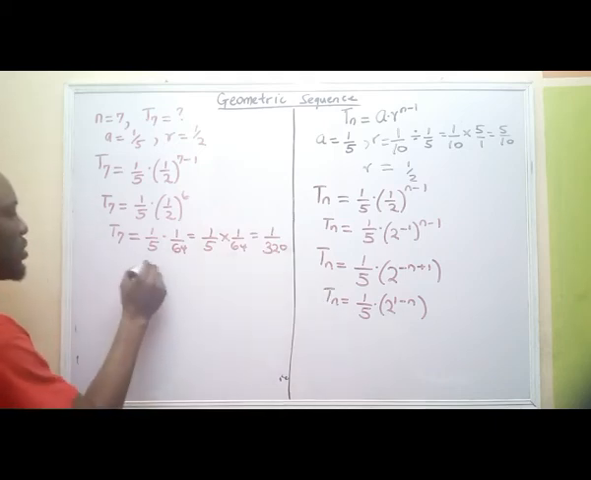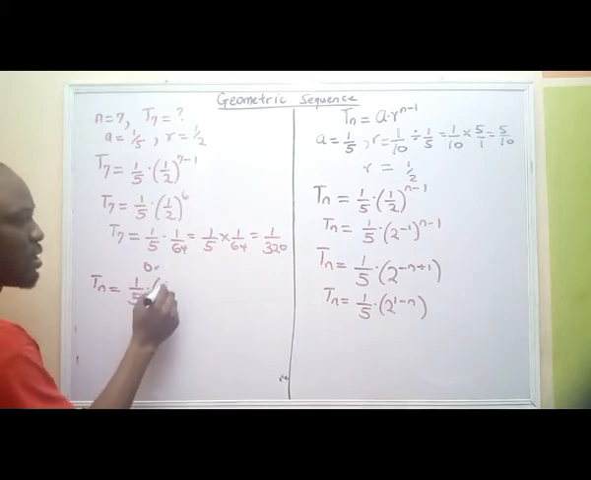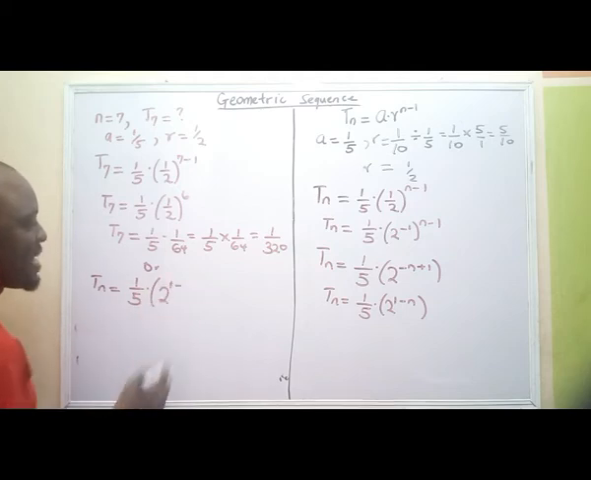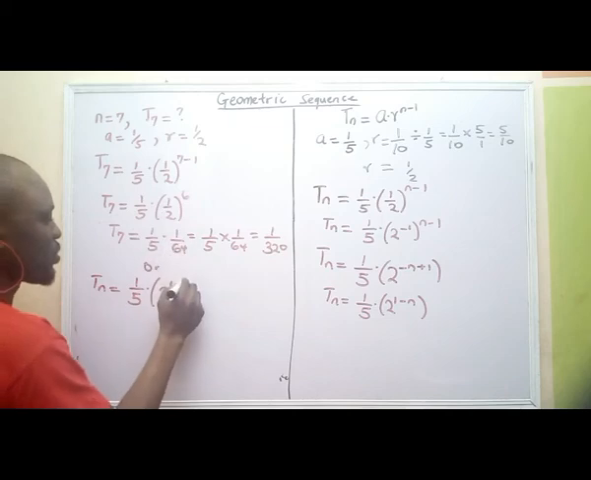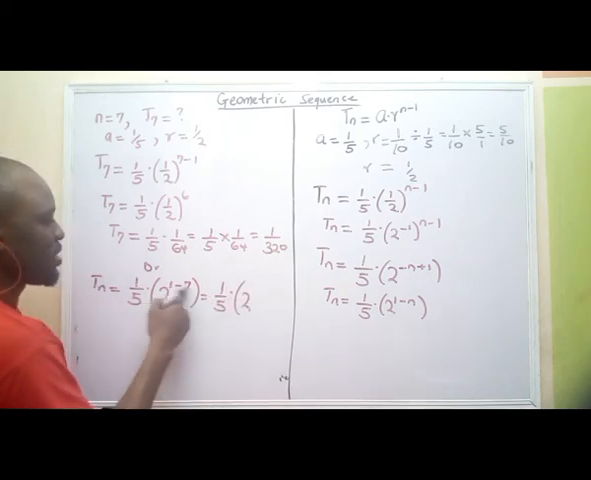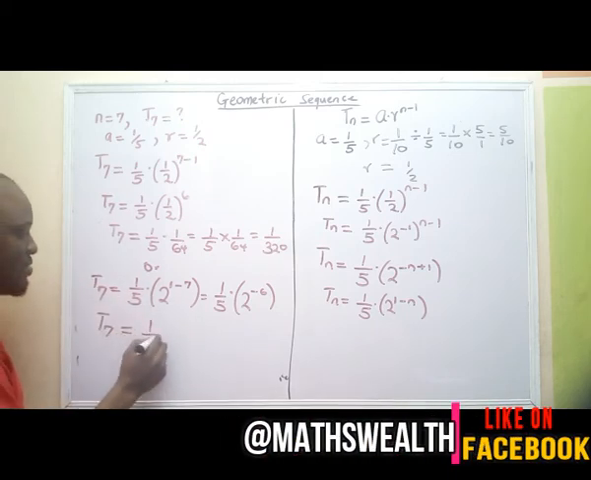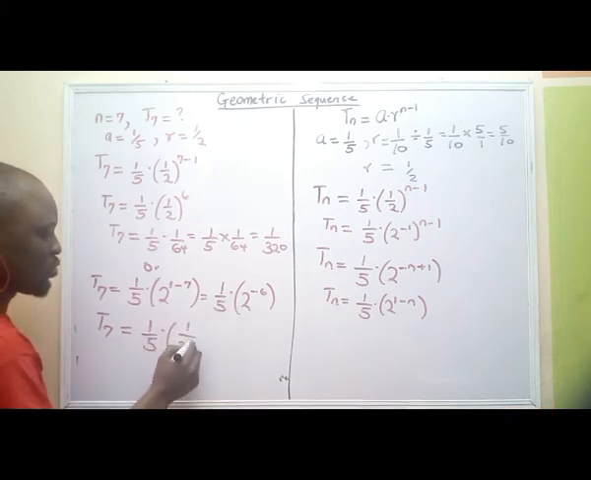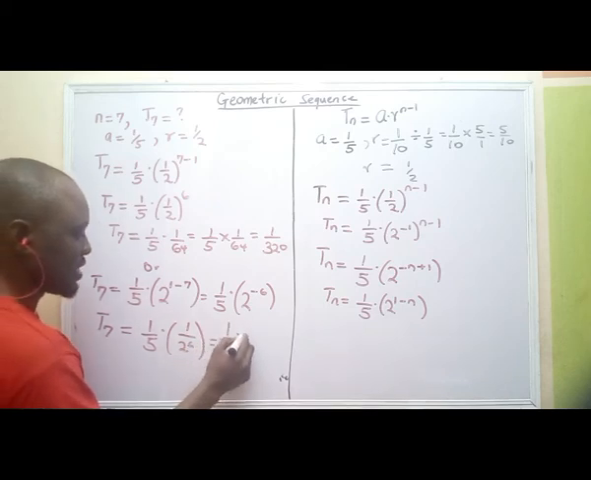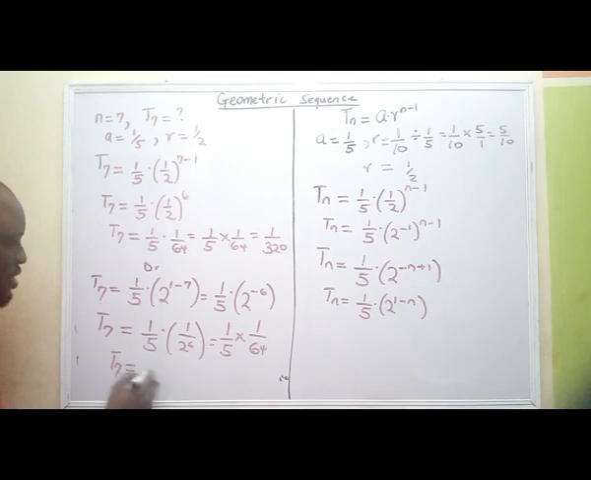Now I can use this other one, T sub n in terms of n, 1 over 5 dot 2 raised to the power 1 minus n. When n is 7, I'm going to plug in 7 here. So I'm going to get 1 over 5 dot 2 raised to the power 1 minus 7, which is minus 6. So T sub 7 will be 1 over 5 dot 1 over 2 raised to the power 6, which gives me 64. Therefore T sub 7 will be 1 times 1 is 1 over 5 times 64, which gives me 320.